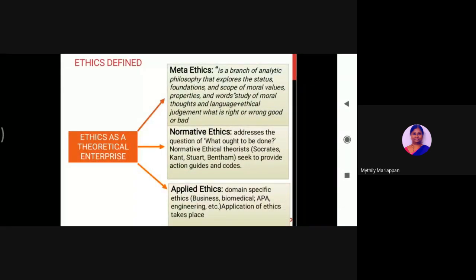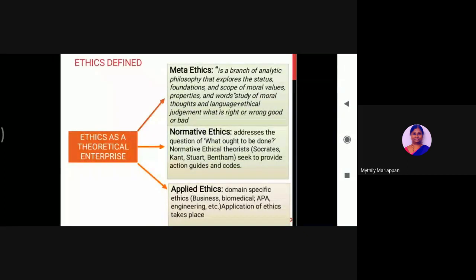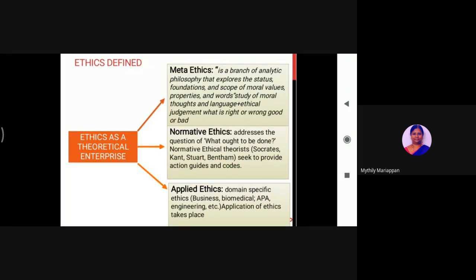So meta ethics is related with the application of moral notions. Moral notion means the concepts. We are trying to implement the concepts of ethical judgment. Now, what is right, what is wrong, that's what we talk about. For example, we know what is good and what is bad. If you're helping somebody, it is good. If you are harming anyone, it is bad. If you're traveling in a bus without a ticket, it is wrong. If you have adhered to the rules and regulations of an organization, that is correct. So that is known as meta ethics.